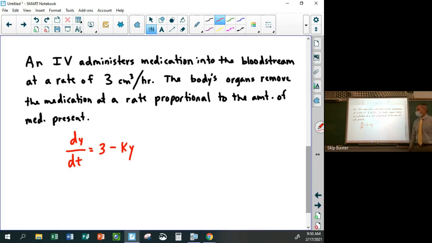Okay? But instead of just focusing on solving the differential equations, I want to focus on translating English into this differential equation language. Does everybody understand? Does this make sense? This is the rate at which it's increasing. This is the rate at which it's decreasing. So the total rate of change is going to be the rate that it's increasing minus the rate that it's decreasing.